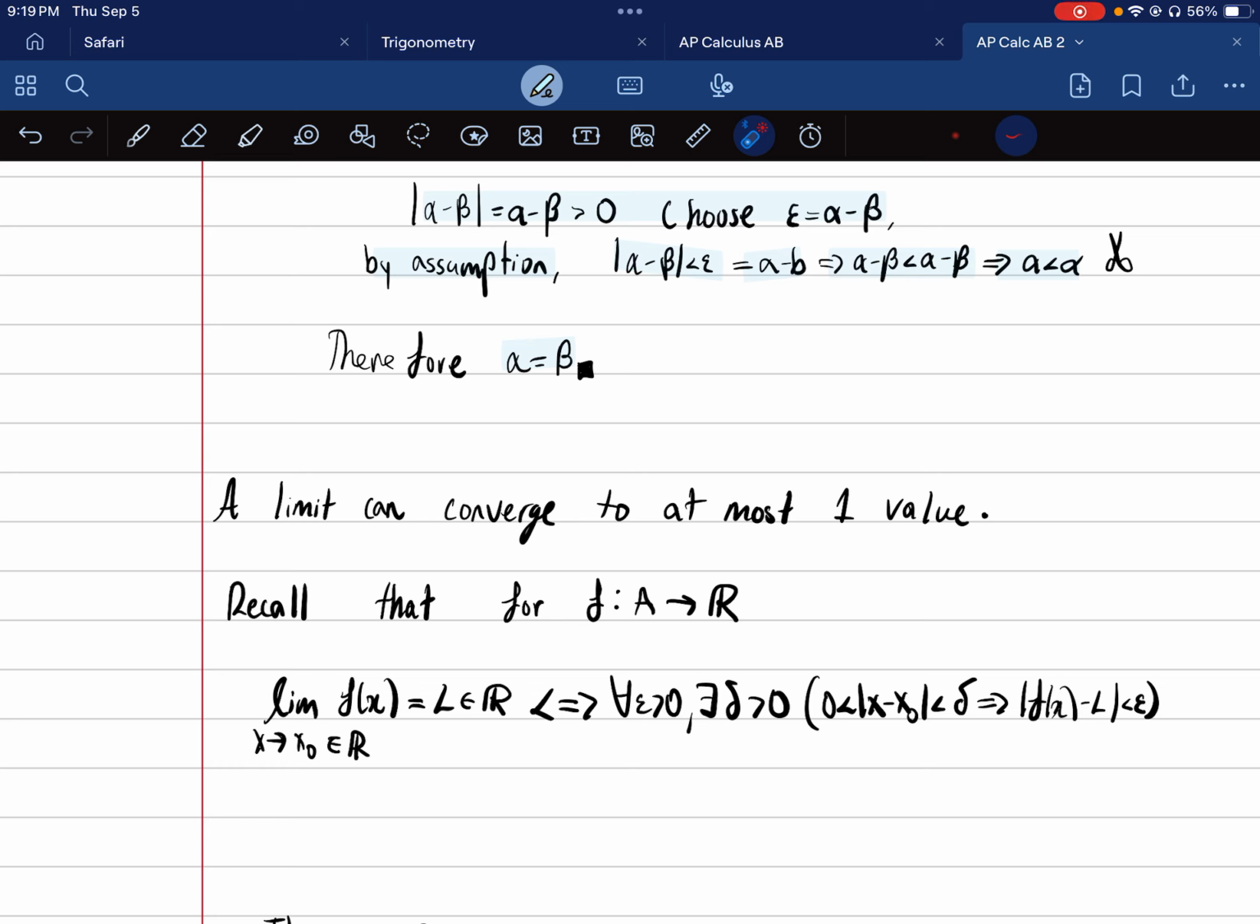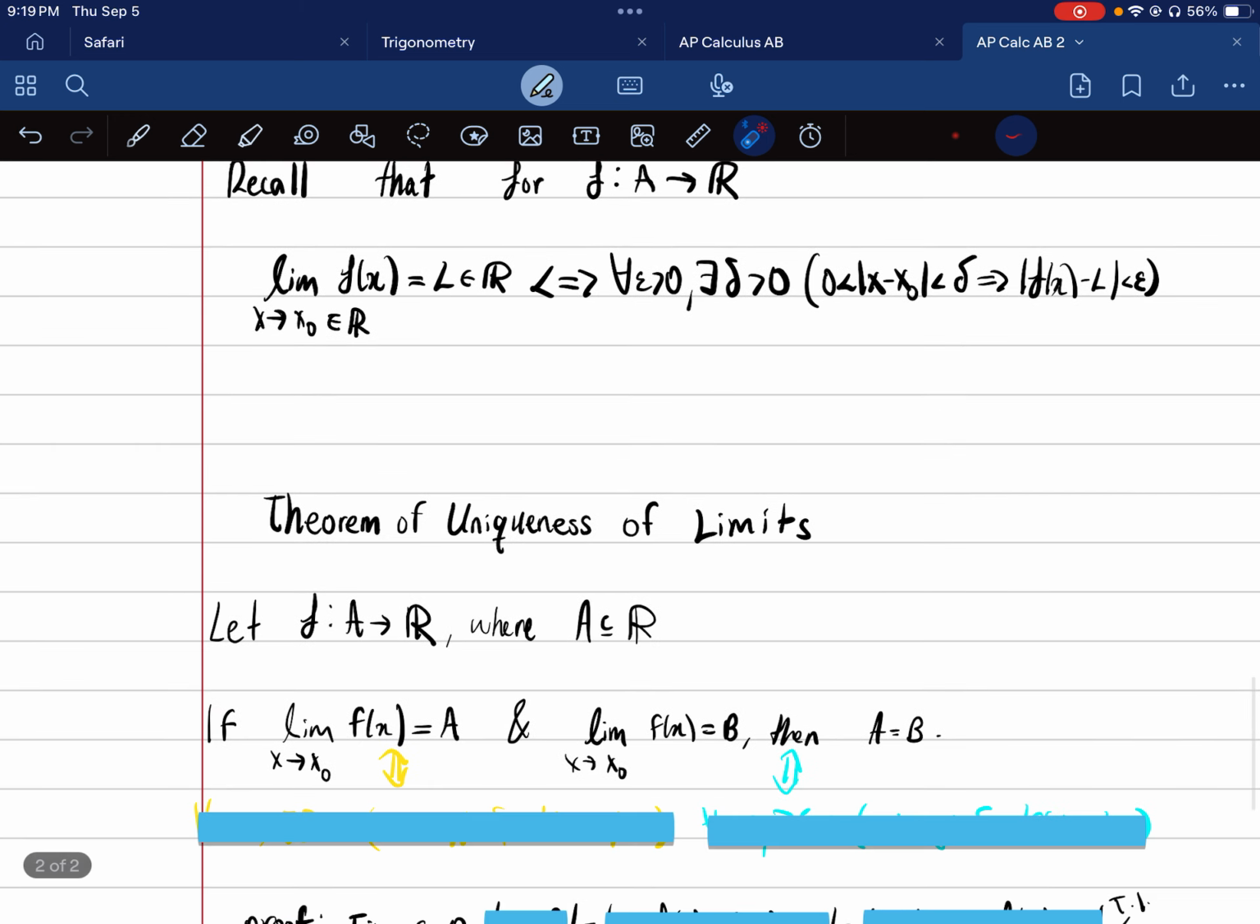Remember that we're going to prove that a limit can converge to at most one value. So this limit right here, as x approaches x naught of f of x, converges to L. We're going to try to prove that a limit can only converge to at most one value, or that the limit is unique. The theorem of uniqueness of limits.